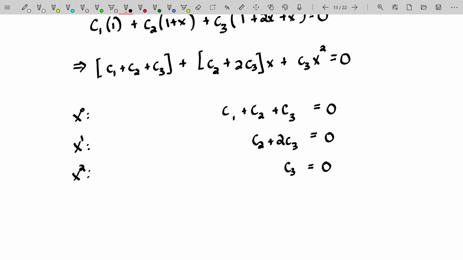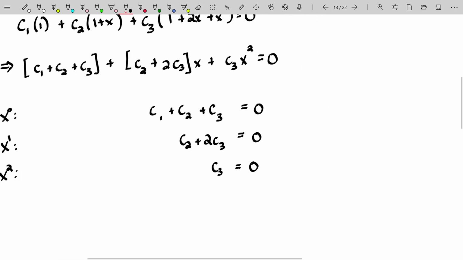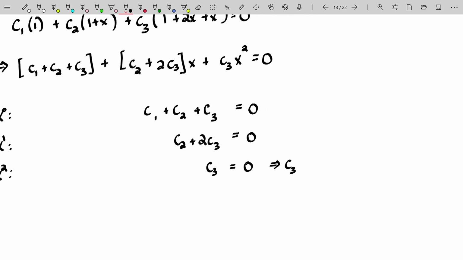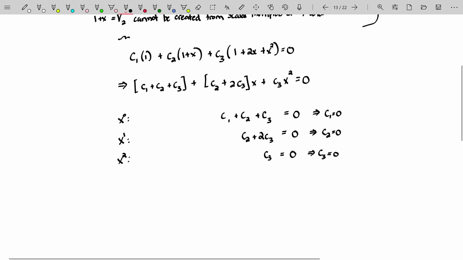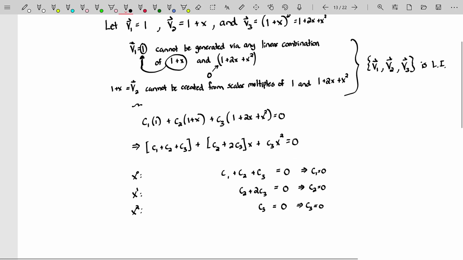On the right hand side we don't have an x squared. And this tells us C3 is equal to 0. Solving the second equation by back substitution, you'll get that C2 is also equal to 0. And inserting those into the first equation, that tells us C1 is equal to 0. That would be a more mathematical way of going about it versus a more conceptual way of going about it.